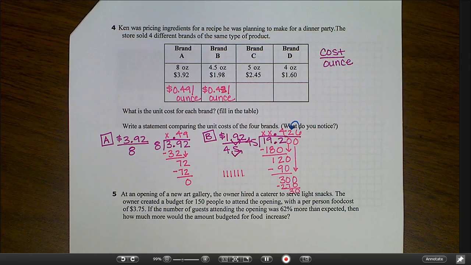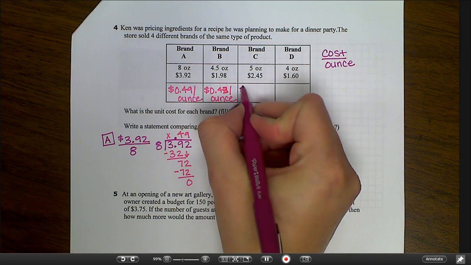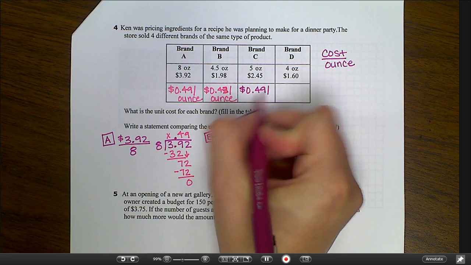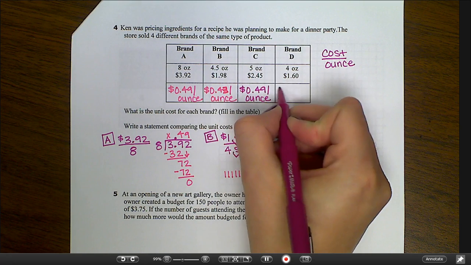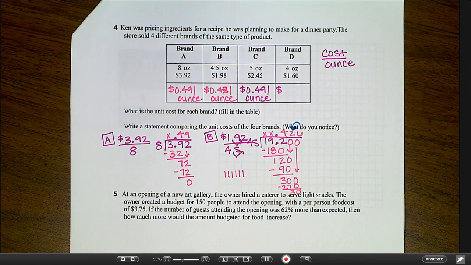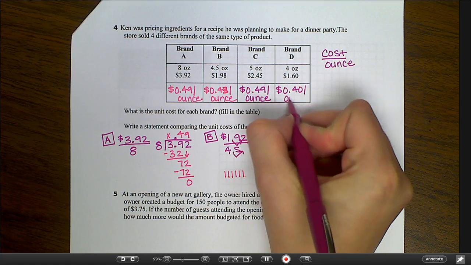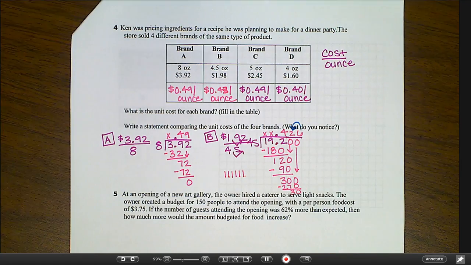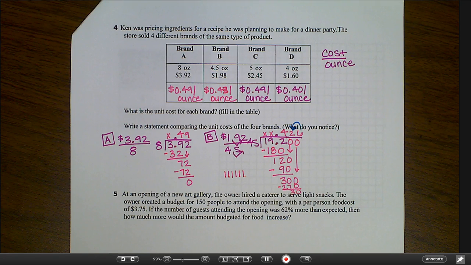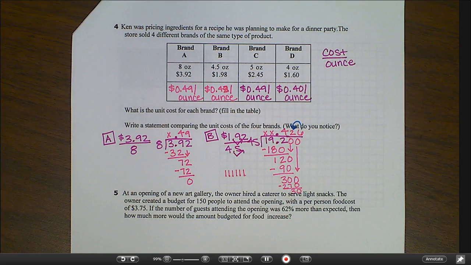The cost for C is 49 cents per ounce, and the cost for D is 40 cents per ounce. So take just a minute and pause the video and write a statement about what you notice with these prices. What do you notice? Are any of them the same, or some of them lower or higher than others? I need a statement, which is a complete sentence. Somewhere you can do it way off to the side if you need to. And pause now.